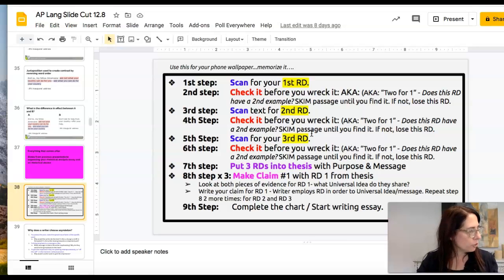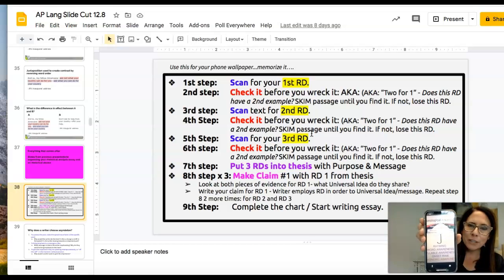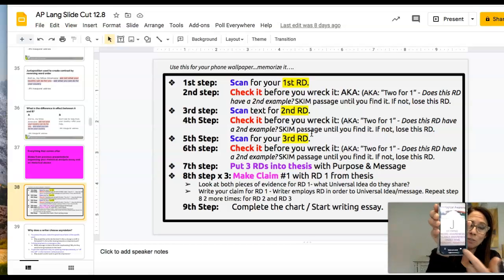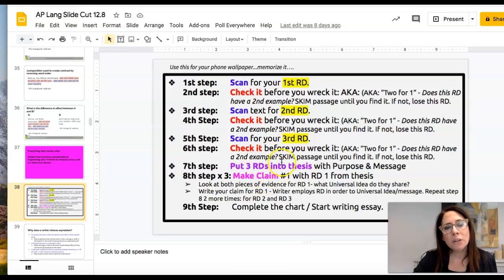Again, seriously, just put it up like I have my wallpaper from the test I took this summer, the things I needed to memorize. Just put this up on your phone. You basically choose your rhetorical device. Put it in. You do not need a second example. You just need one example per rhetorical device, per body paragraph, right?